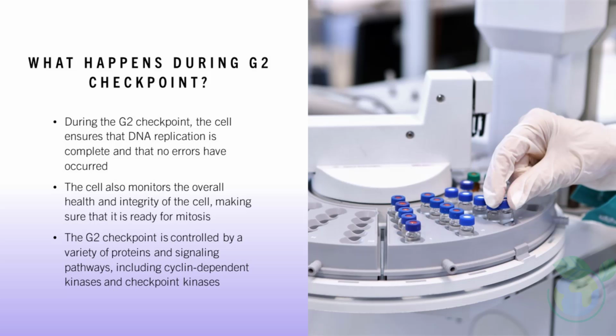During the G2 checkpoint, the cell ensures that DNA replication is complete and that no errors have occurred. The cell also monitors the overall health and integrity of the cell, making sure that it is ready for mitosis. If any issues are detected, the cell may halt the cell cycle and repair the damage before continuing. The G2 checkpoint is controlled by a variety of proteins and signaling pathways, including cyclin-dependent kinases and checkpoint kinases. These proteins work together to ensure that the cell is prepared for mitosis and that the cell's DNA is intact before replication.